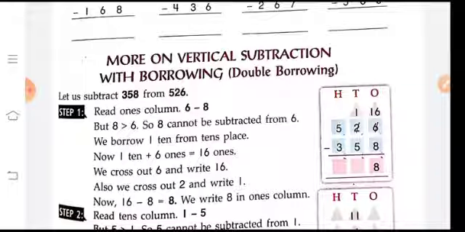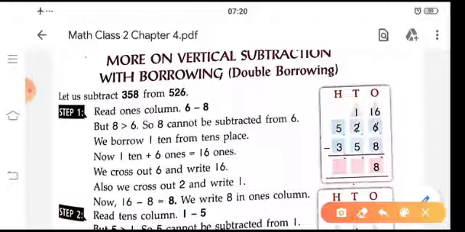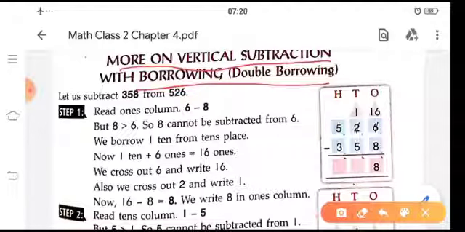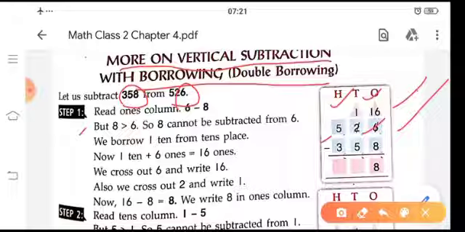Then children, we move on to subtraction with borrowing, double borrowing. So here again, children, we subtract 358 from 526. Again in the form of hundreds, tens and ones, 526 and 358. So 6 minus 8, we cannot subtract 8 from 6.